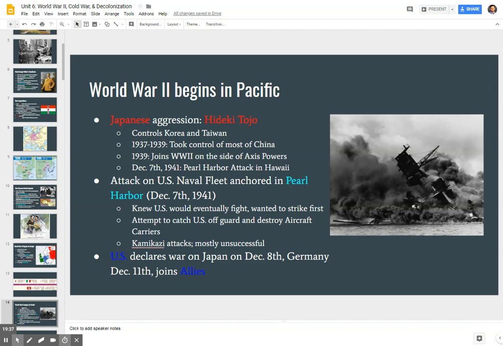The U.S. finally gets involved after the Pearl Harbor attack. The very next day, they declare war on Japan, and then Germany and the rest of the Axis powers as well. And they fight on the side of the Allies of Great Britain and France. So now the stage is set. We have a huge world war again happening in Europe and now in the Pacific as well. And we're going to see how that plays out later on.